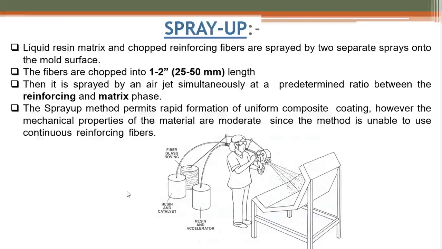So you can see it in the picture also. So resin and catalyst is in the one roller, and next one is the glass fiber rovings, and the third one is the resin and accelerator.